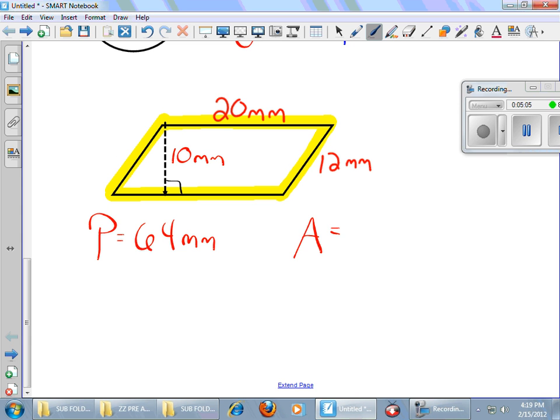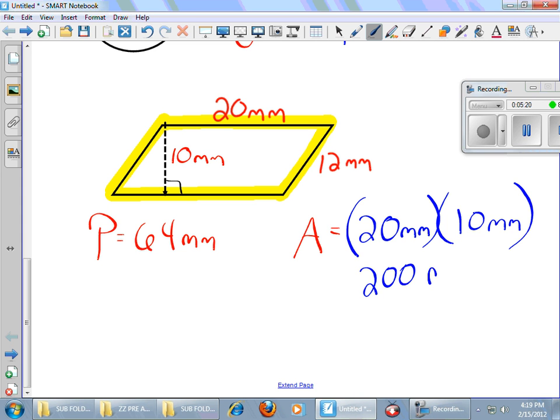Now to do the area, I need the base and height, and I remember the base and height always make a right angle. So I'm going to multiply the base, which would be 20 millimeters, times the height, which is 10 millimeters. So I will get 200 millimeters squared, right? Don't forget your units. Your units are extremely important. If you don't get your units right, the answer isn't going to be correct.